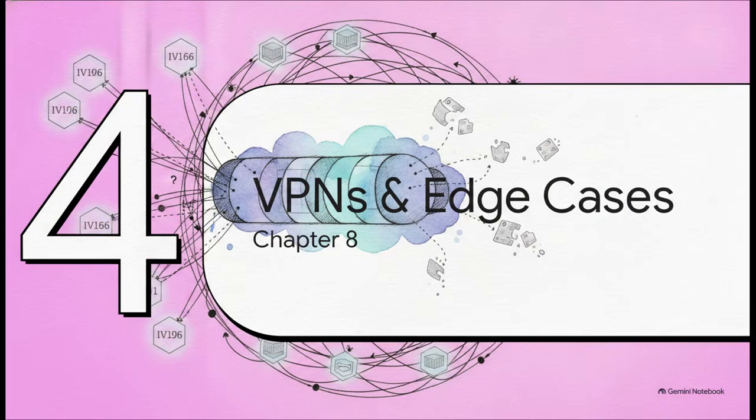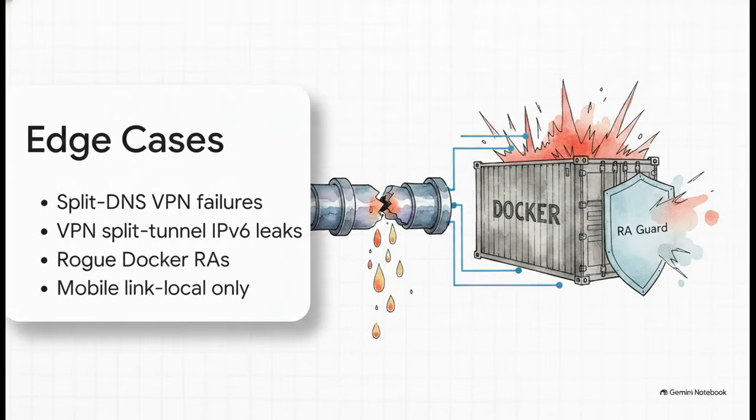Moving right into Chapter 8, VPNs and Edge Cases. We are ready to tackle the final phase of troubleshooting, those truly bizarre edge cases and complex container networks. Whether it's an old, legacy VPN client quietly leaking IPv6 traffic out onto the local coffee shop Wi-Fi, or a Docker bridge network deciding to blast out rogue router advertisements, you now actually have the tools to track down the culprit. For example, if users are complaining that internal company sites won't load when they're on the VPN, you now know to immediately check if the VPN client is pushing the correct AAAA records via split DNS.